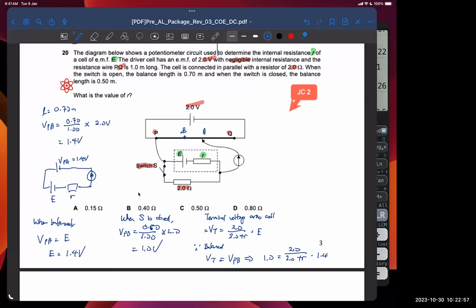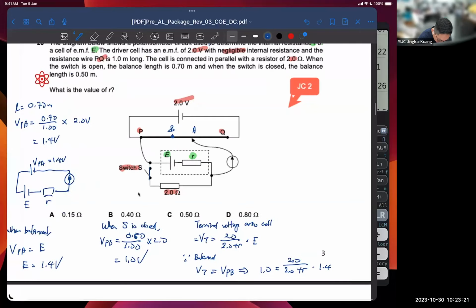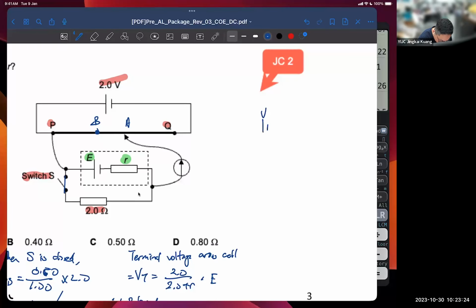Mr. Fang, I don't get how the voltage across PB is the same as the voltage across the 2 ohm resistance, when the switch is closed. Because you want it to be balanced. So you redraw the circuit. Hold on, I'll redraw it here on top. Basically you have VPB on top, this is VPB. Then your circuit becomes like this.